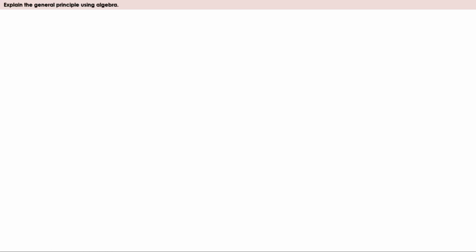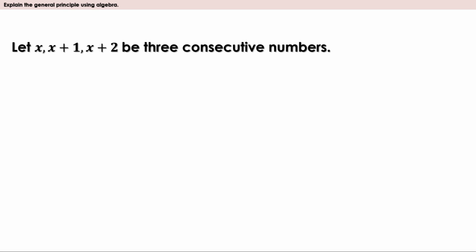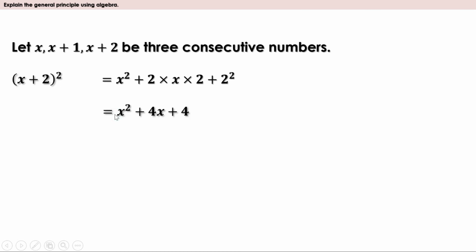Now we have to explain the general principle using algebra. In all the lines, there are three consecutive numbers. Let us take the three consecutive numbers as x, x plus 1 and x plus 2. Let us take x plus 2 all square, that is equal to x square plus 2 into x into 2 plus 2 square. 2 into 2 is 4, 4 into x is 4x and 2 square is 4. So this can be written as x square plus 4x plus 4.